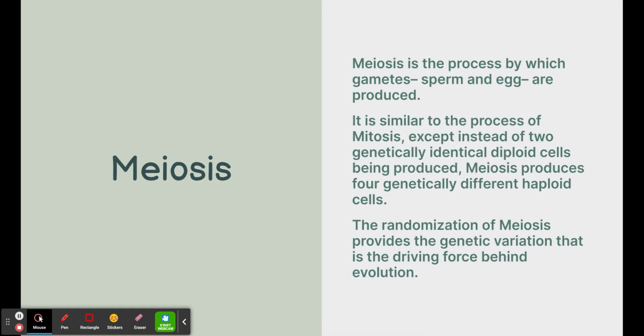So, meiosis is the process by which gametes are produced, and gametes are, like Audrey said, sex cells, so sperm and egg. It's similar to the process of mitosis, but it happens twice. So, instead of creating two diploid cells, meiosis produces four different haploid cells, which are all genetically different from each other. Meiosis is also random, which, along with the genetic difference between the four haploid cells, helps to provide genetic variation that helps drive evolution.